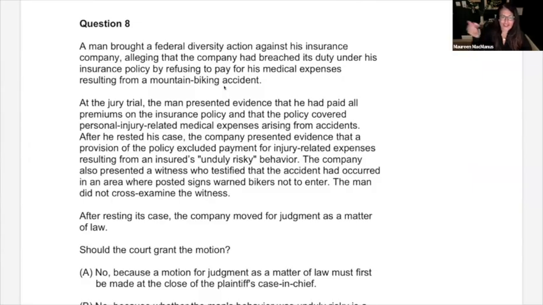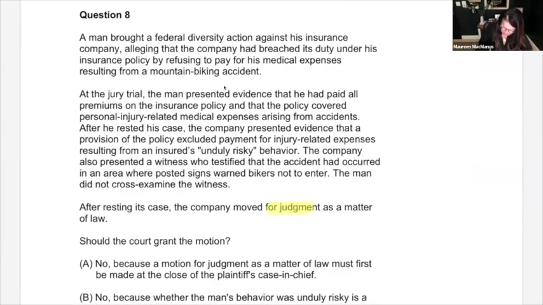Okay, should the court grant the motion? Again, because it says that, I'm going to look directly above. What's the motion? And here it's judgment as a matter of law. You see this come up quite a bit. JMOL. And whenever you have a motion, you want to say, what is the standard for that motion? And is it timely? All right, so the standard for JMOL is no reasonable jury could find for the non-moving party. So it's insufficient evidence. So we're looking for a sufficiency of the evidence issue.